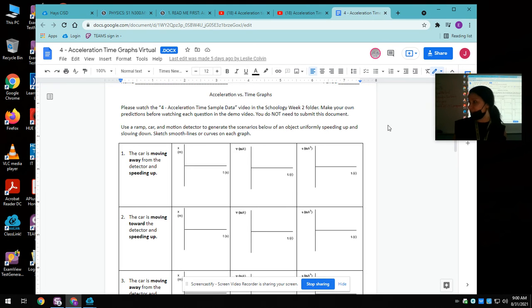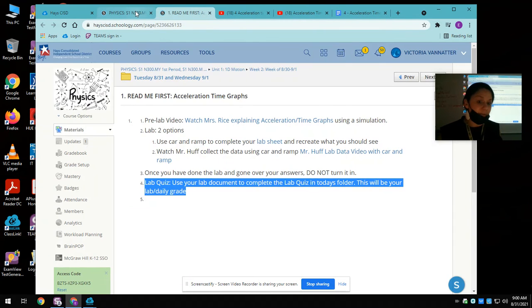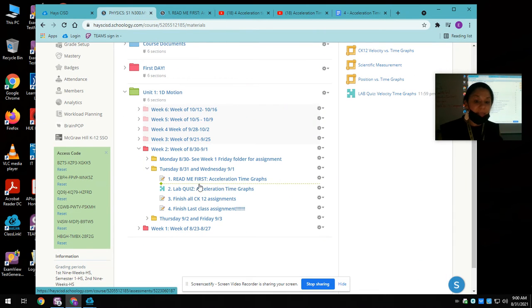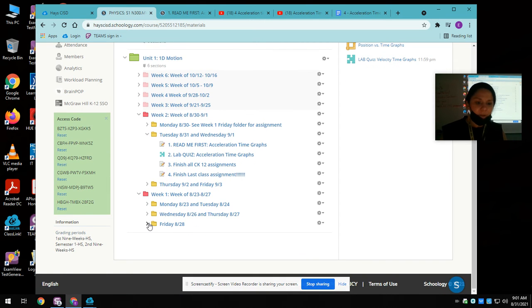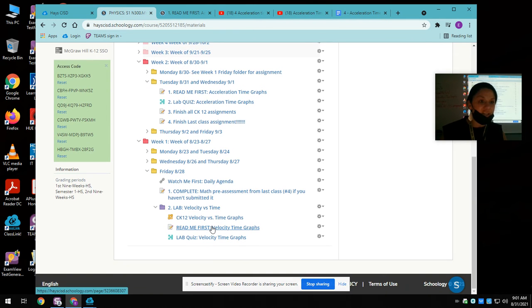Okay, so this is my second piece of information. So right now, that's the lab that I have there, okay? So that one, this is acceleration time. Now, notice here it says finish CK12s and finish last class assignment, right? So you might be moving at a different speed. Everyone might be at a different speed. If you didn't finish last week's assignment, not a big deal. Remember here, if you go to Friday, that here is your lab velocity versus time information.